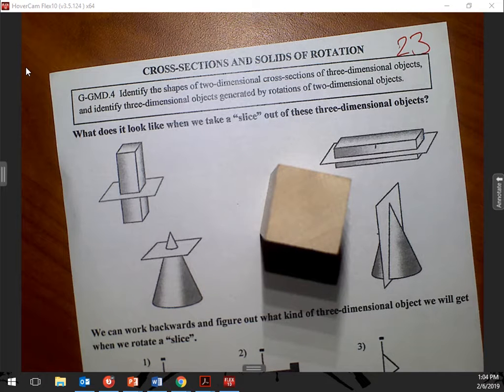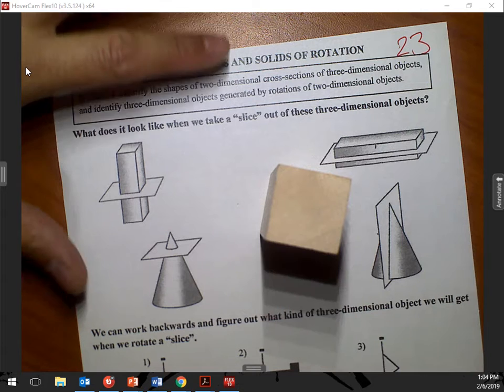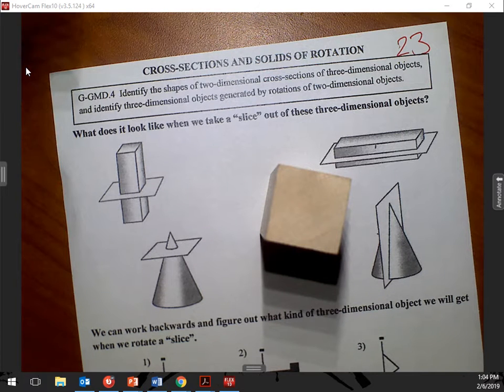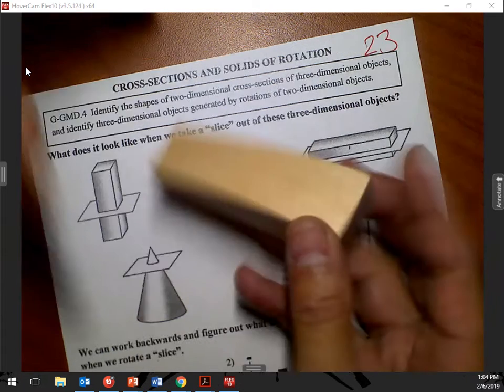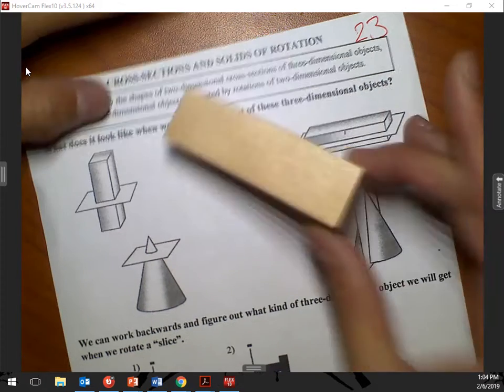A square. He said, it's a square, isn't it? Yeah, that's just the shape of the cross section. That's all I'm looking for. So, as I slice it, what shape does it make when I slice it? Bam. A square.